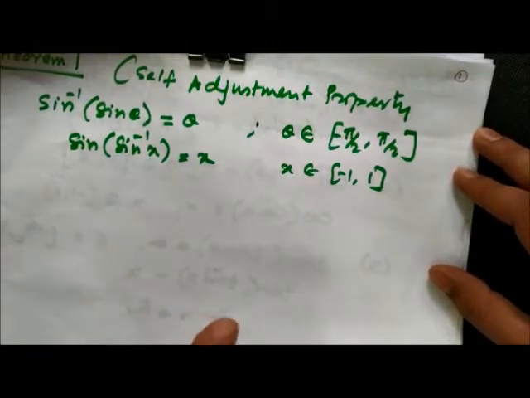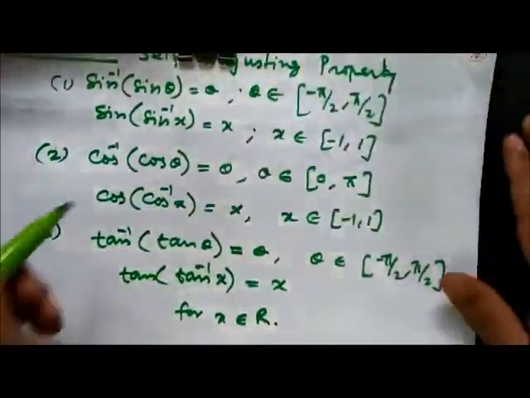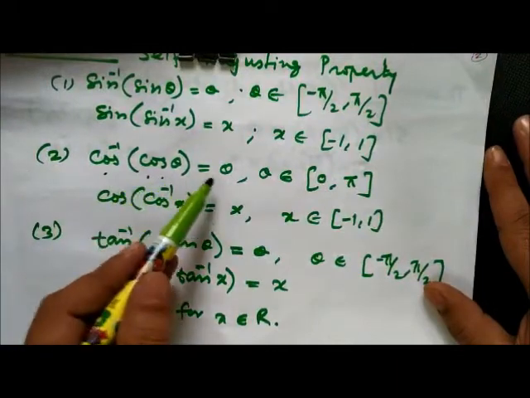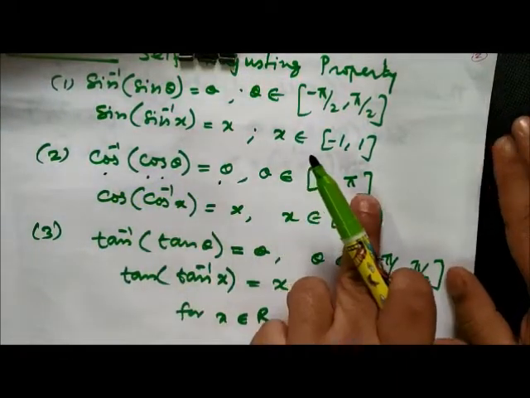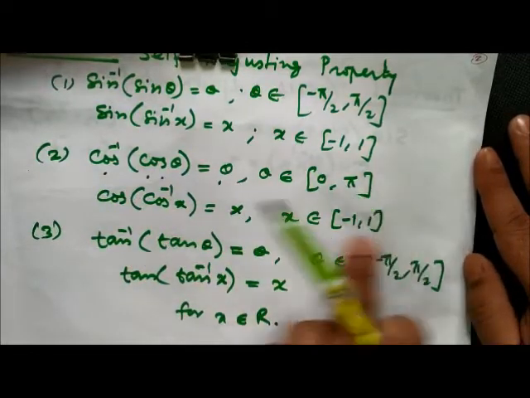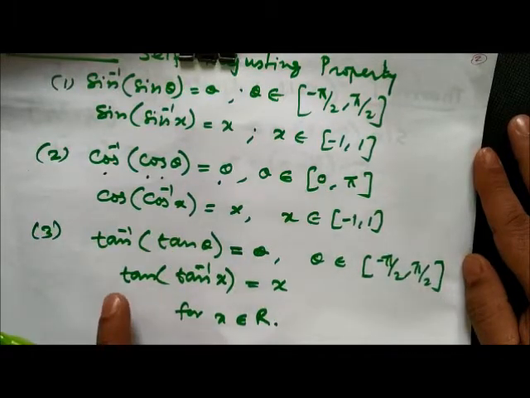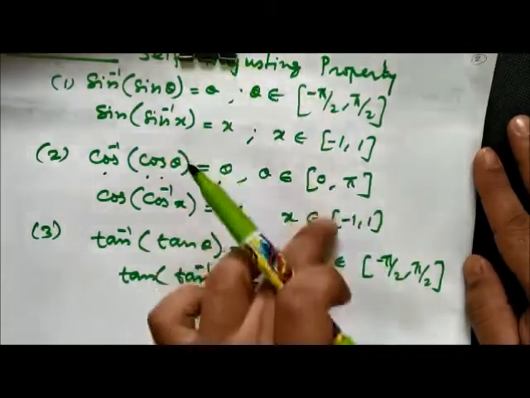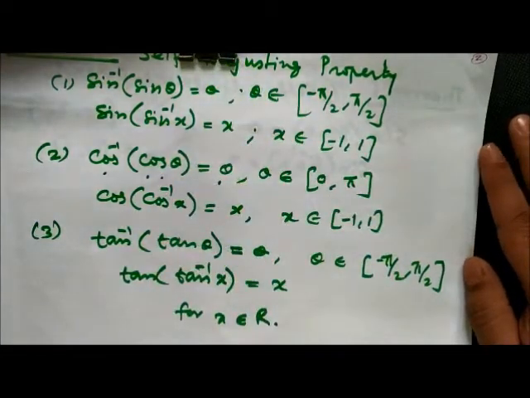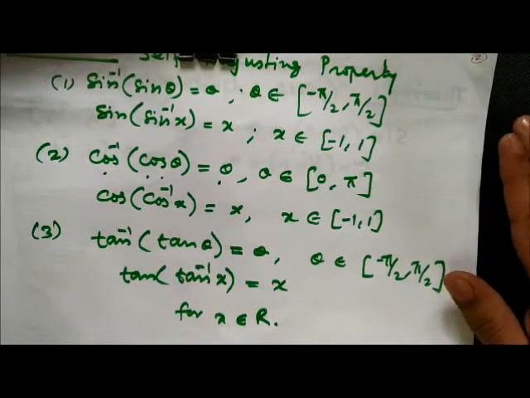Similarly, we'll have the self-adjustment property for cos and tan also. Like this. Cos inverse of cos theta equals theta, theta belongs to 0 to pi. Cos of cos inverse of x equals x, x belongs to minus 1 to 1. And tan inverse tan theta equals theta, theta belongs to minus pi by 2 to pi by 2. Tan of tan inverse x equals x, x belongs to R. This is possible only because for this restricted domain and the range, sine inverse functions, cos inverse functions and tan inverse functions do exist.